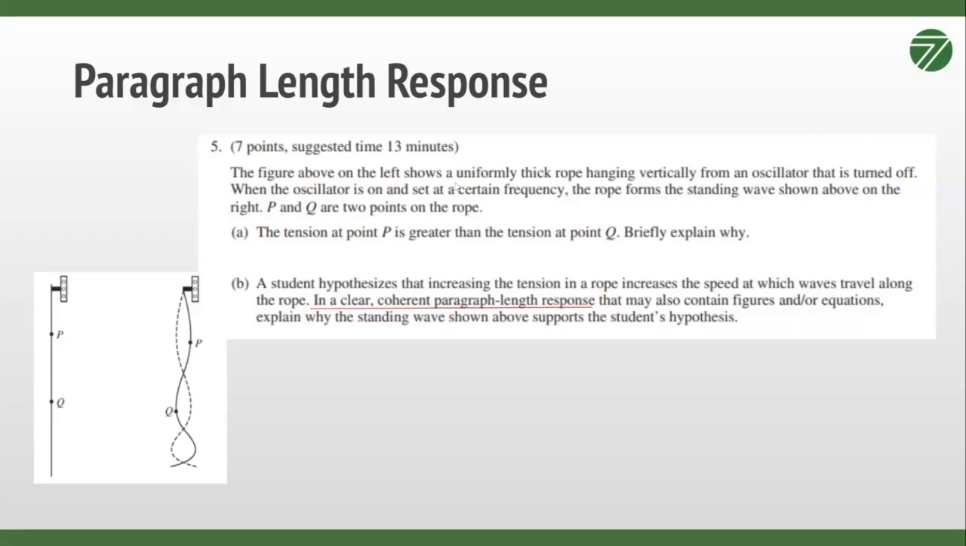The figure above shows a uniformly thick rope hanging vertically from an oscillator that's turned off. When the oscillator is turned on at a certain frequency, the rope forms the standing wave shown above, and P and Q are two points on the rope. The tension at point P is greater than the tension at point Q. Briefly explain why. So you see the twist there.